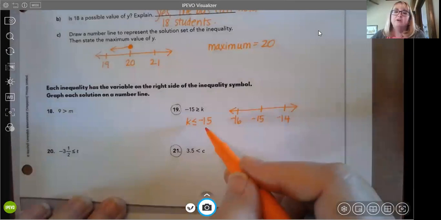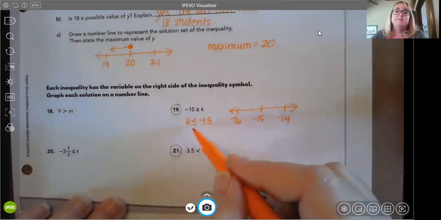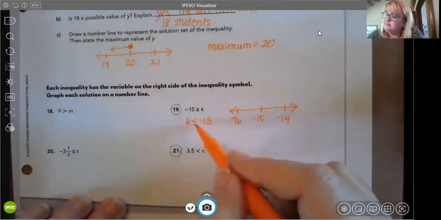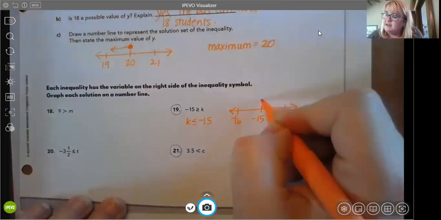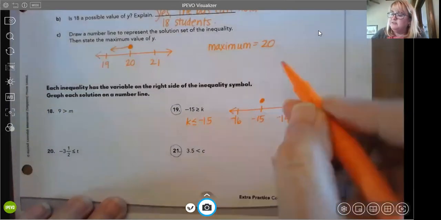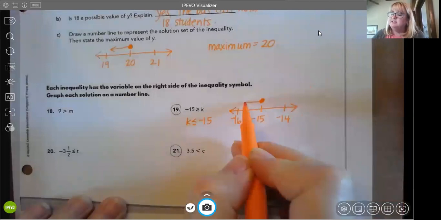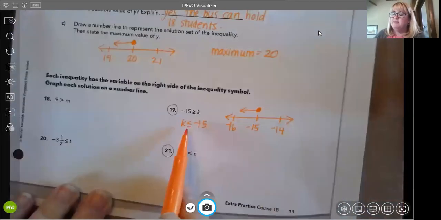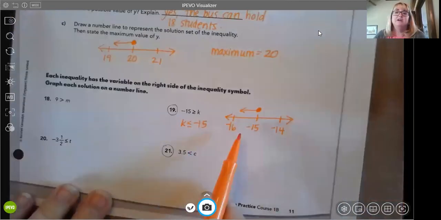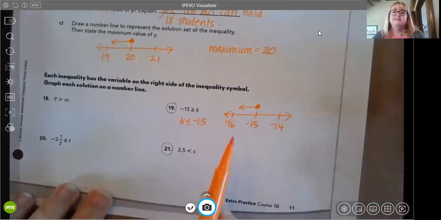I want you to be really careful when you're graphing on the negative side. Negative 15 is here, but negative 14 would be here, and negative 16 would be here. Sometimes when we're on the negative side of the number line, we get kind of messed up. So be very careful. All right, so K is less than or equal to negative 15. Will I use an open or closed circle? Well, it's going to be closed because of this little line. And the numbers that are less than or equal to negative 15 go this way. So there is our inequality. Here is our graph of our solution set.